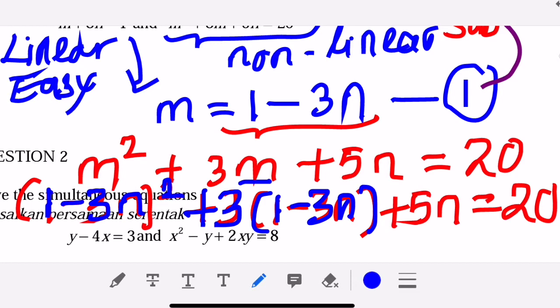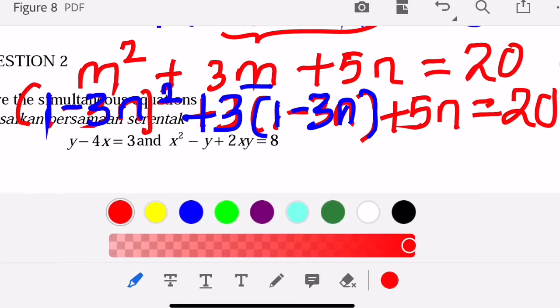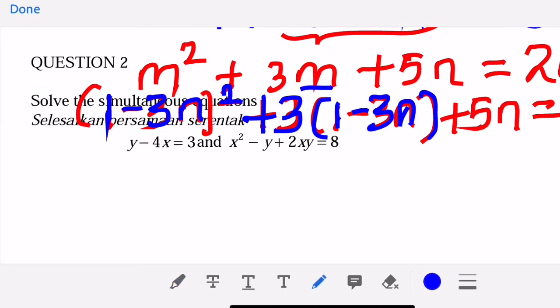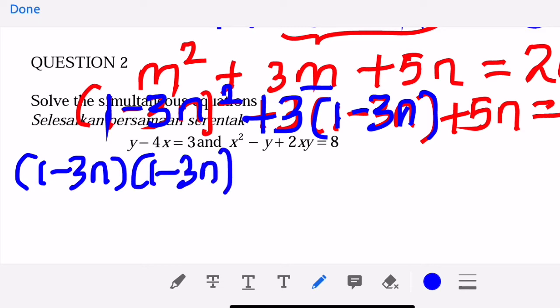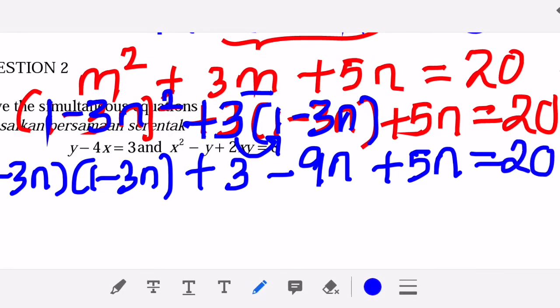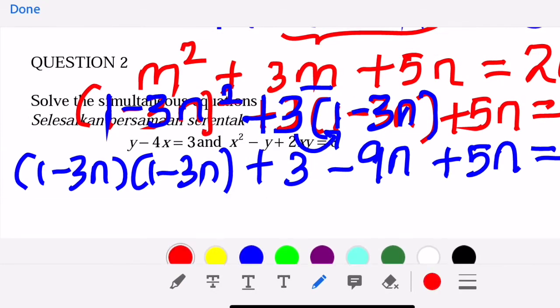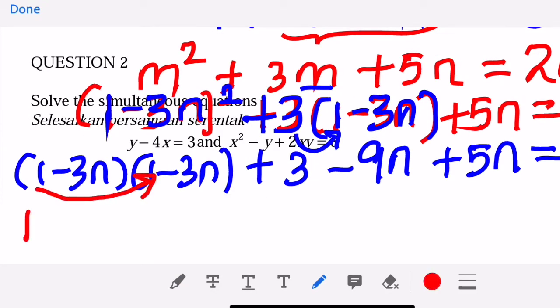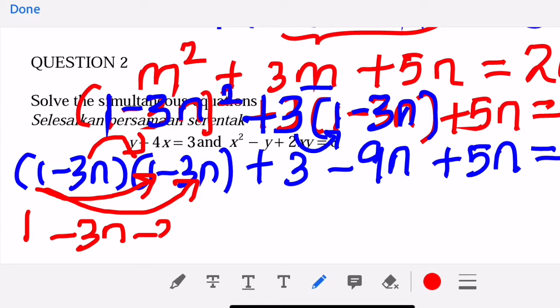Now we need to do expansion. Do you have a problem expanding this one? (1 minus 3n) squared. Square means multiply by itself twice. This one I'm sure you know, 3 times 1. You just distribute, 3 times 1, then 3 times negative 9n, plus 5n equals 20, right? No problem. Now we need to do it carefully. 1 times 1 is 1, right? 1 times negative 3n is negative 3n. Negative 3n times 1, negative 3n. Can you follow? Negative and negative become positive.